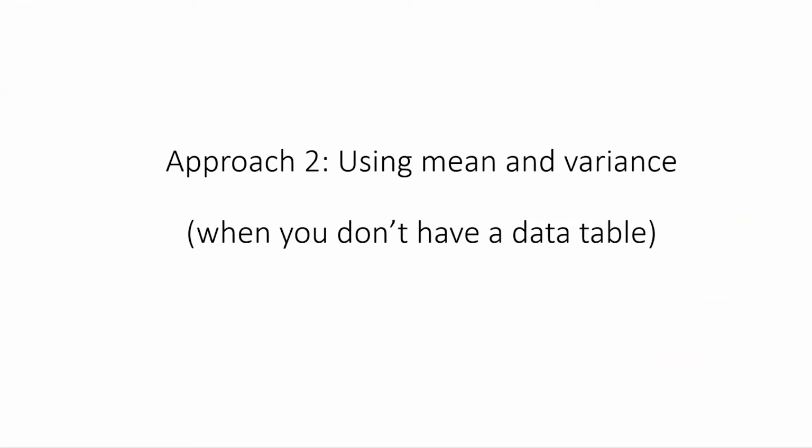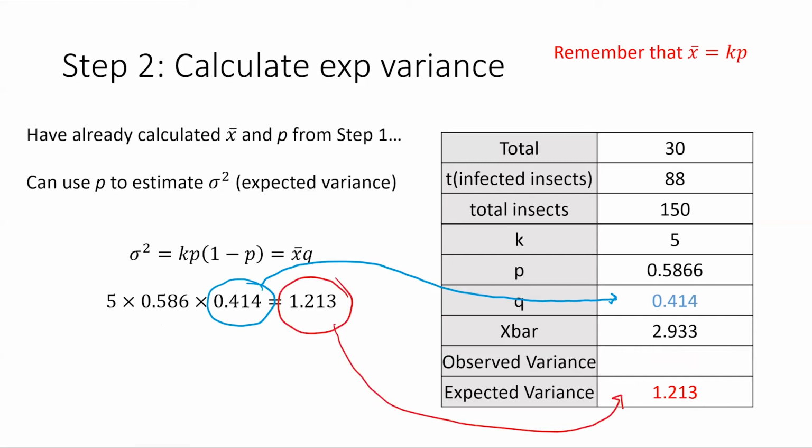There's a second approach to solving binomial problems, and that's using the mean and the variance. And you're going to do this when you don't have a data table, when I don't give you a data table, but I just give you some values to calculate using. So remember that X bar is equal to Kp. So in homework problems, quiz problems, exam problems, I'll probably give you some values, probably the mean and the probability of success or something like that. But here we already have them. We already calculated them as well from step 1.